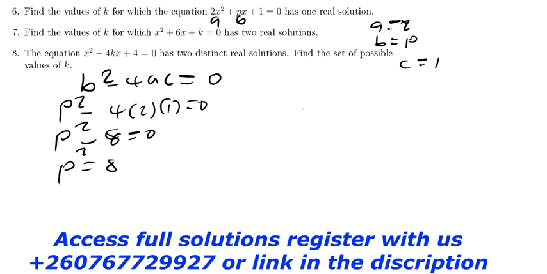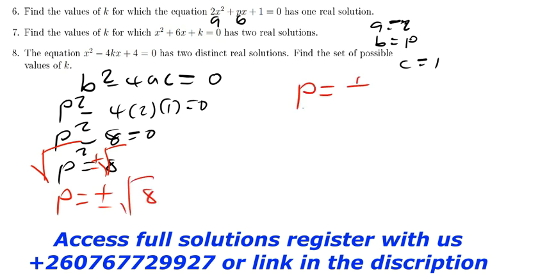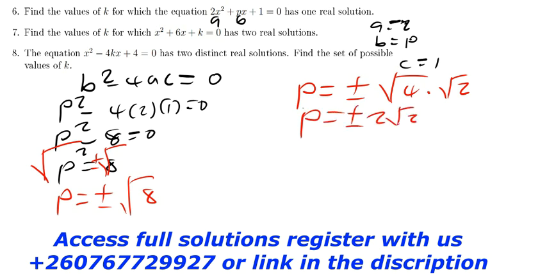Okay. I want to find the value of p. So now I can get the square root. Once I do this, remember to put plus or minus. So the p value will be equal to plus or minus the square root of 8. But again, the square root of 8 can be written as square root of 4 times square root of 2. So p will be equal to plus or minus 2 root 2. So p can be positive or negative, plus or minus 2 root 2. So that is it for question 6.